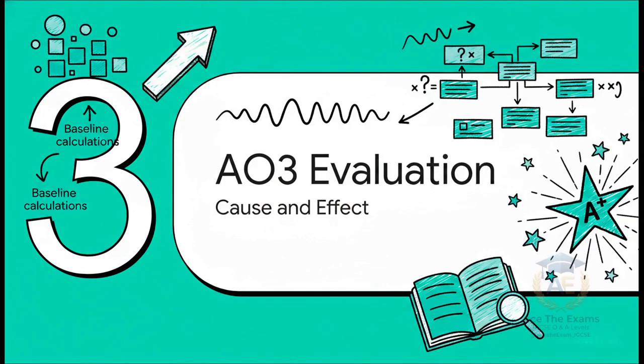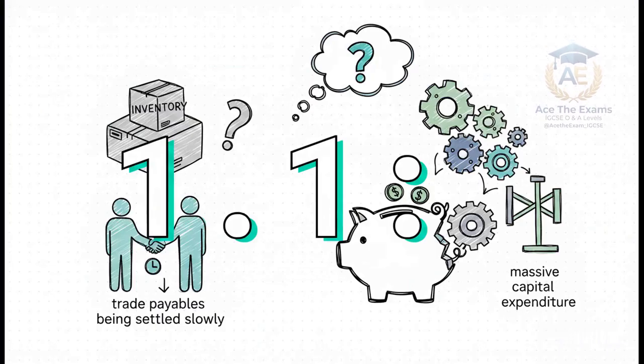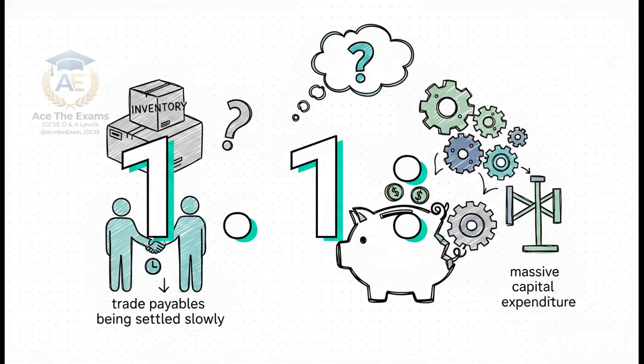This is all about understanding cause and effect. This is Assessment Objective 3, where we step away from baseline calculations and really start debating cause and effects chains. Let me ask you this. What if a business's current ratio drops drastically from a healthy 2.5 to 1 down to a really worrying 1.1 to 1? Calculating that ratio, that's just a baseline skill. But for an A-star AO3 response, you must evaluate the cause.